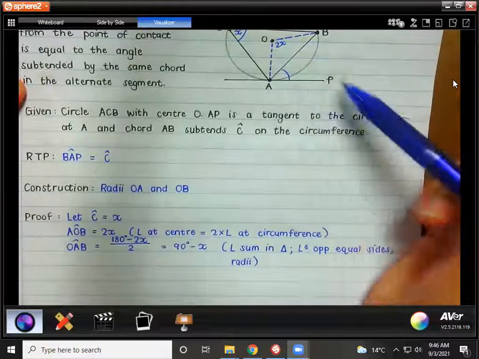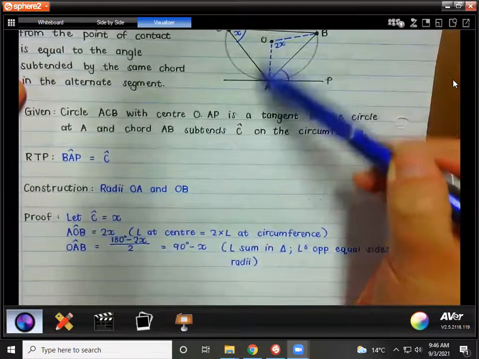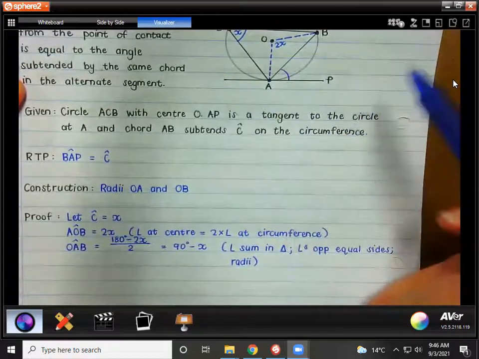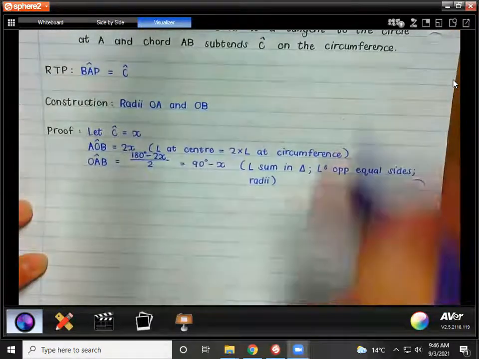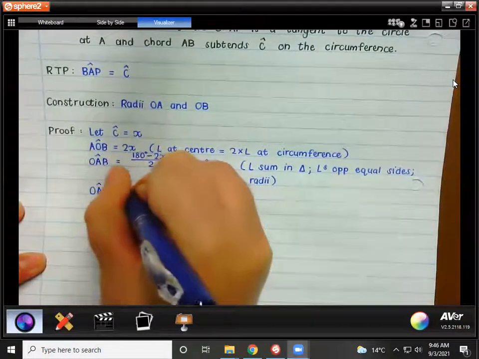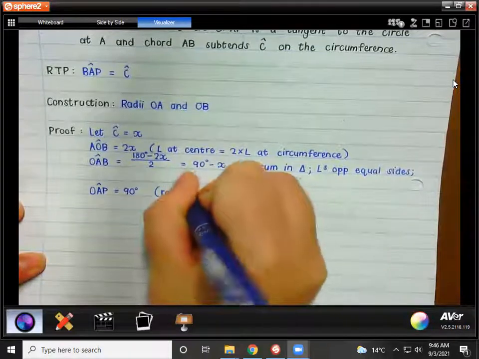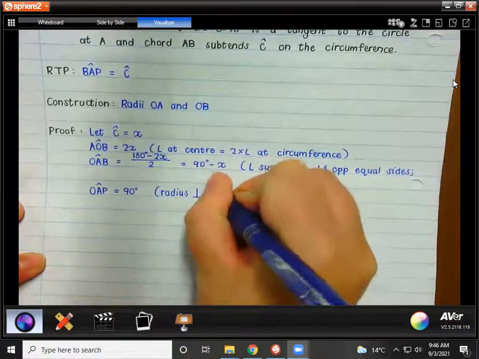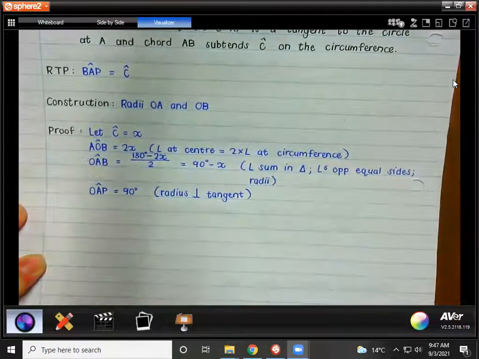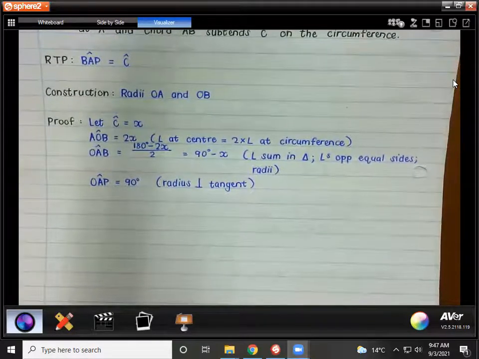But guys, because now we have that one, and we actually want this one over here, the whole angle, OAP, isn't that a 90-degree angle? Right, because of radius perpendicular to tangent. So that's the next step. So we're going to say OAP is equal to 90, radius perpendicular tangent or tangent perpendicular radius. I can't remember the order now. I actually think it's the other way around, but it doesn't matter actually. No, it's the same. Yeah, it means the same thing.